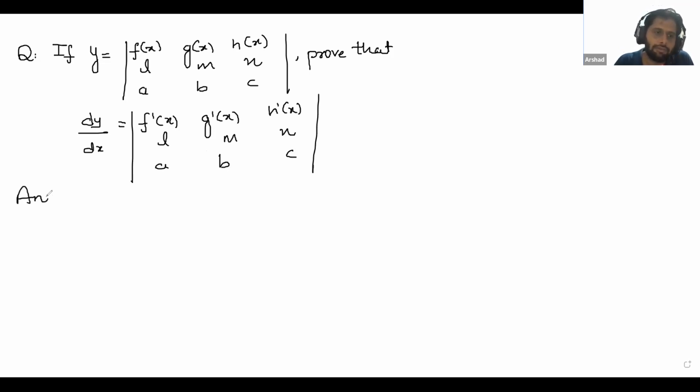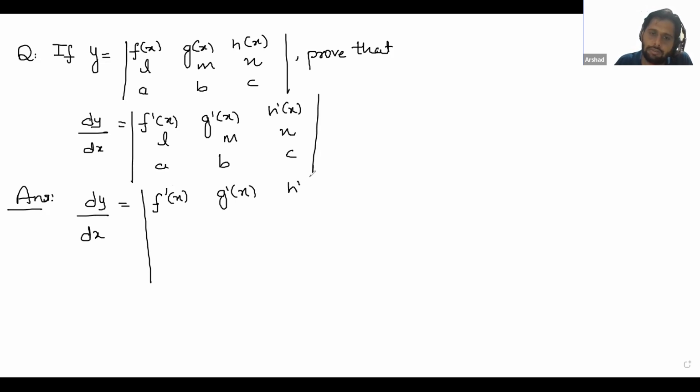That's why I'm doing this in the class. Always remember, if we need to differentiate a determinant, then what will we do? We will differentiate a row, then add it with the second determinant. I will show you here. If we need to differentiate this determinant, first of all, we will differentiate the first row or first column. That's your choice. So I'm differentiating the first row.